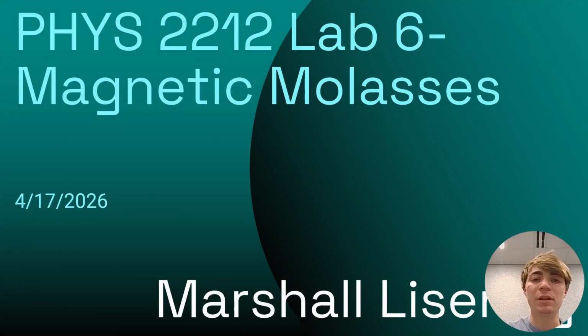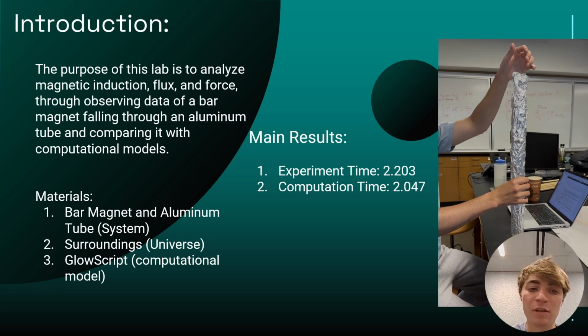My name is Marshall Lisenby, and this is Physics 2212, Lab 6, our final lab, Magnetic Molasses. The purpose of this lab is to analyze magnetic induction, flux, and force through observing data of a bar magnet falling through an aluminum tube and comparing it with computational models.